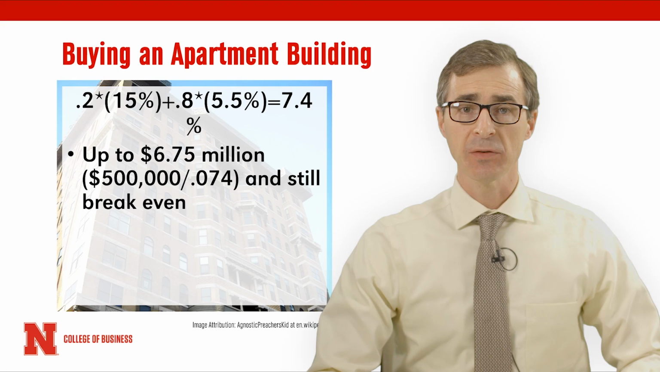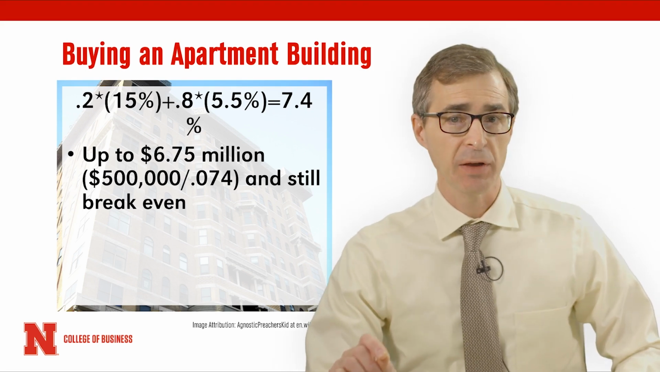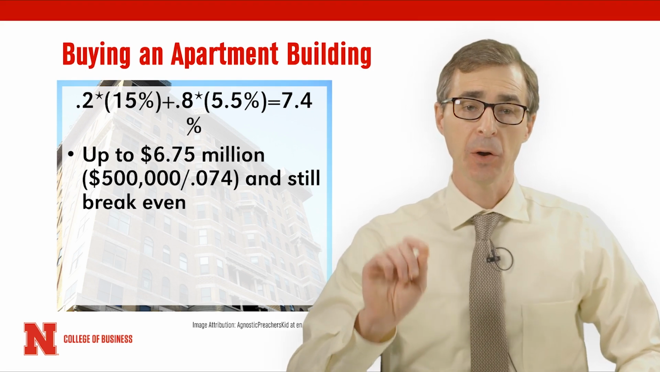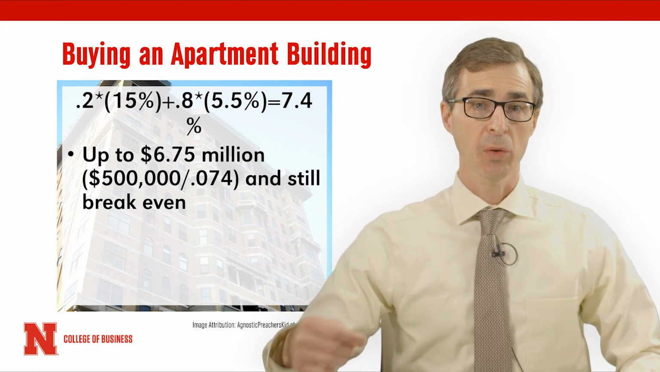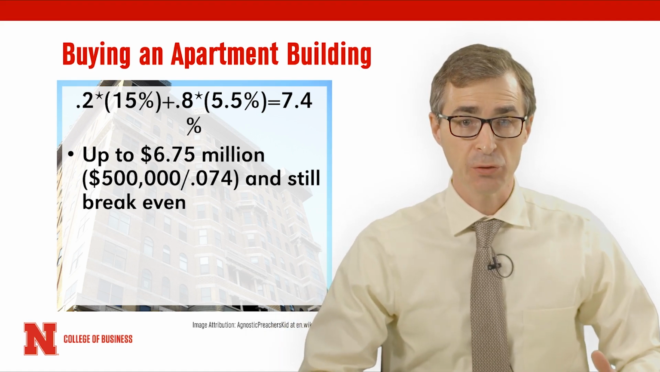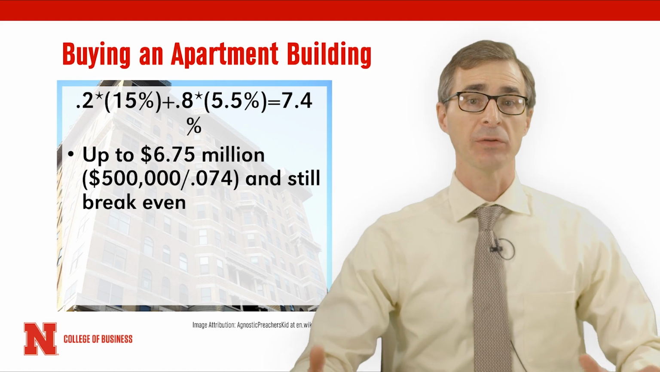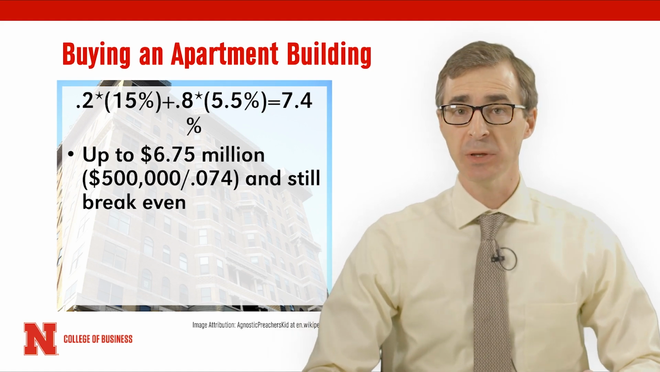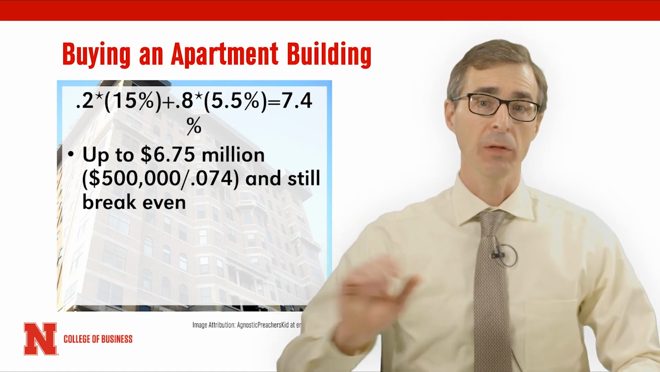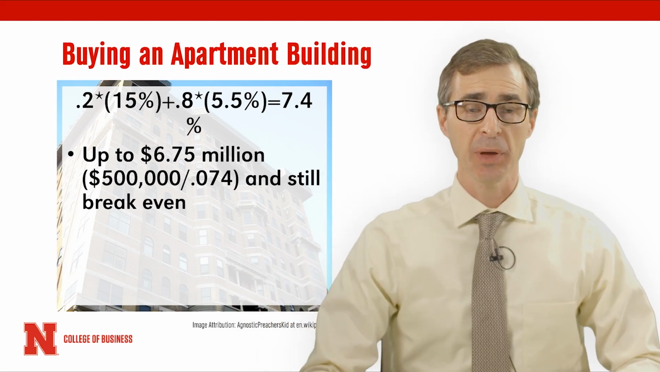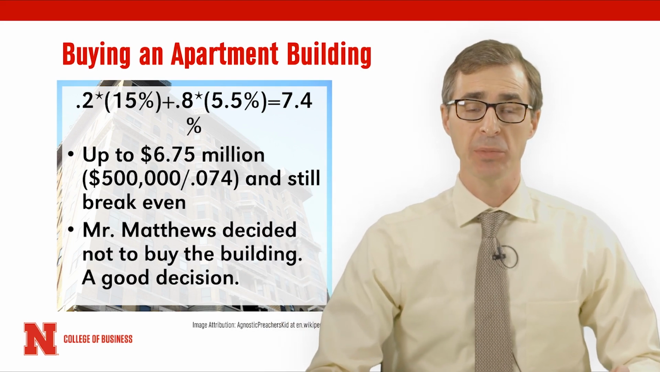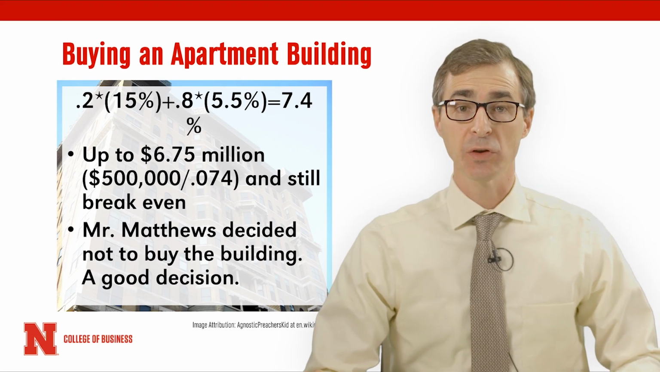Implicitly, what this means is that if he pays $6.75 million and owes 7.4% in interest every year, that will equate to $500,000 in interest every year. In other words, if he pays $6.75 million, all of his profits will be used just to cover the interest expense. So that's the absolute most he can pay. He decided not to buy the building, and in hindsight, that was a good decision.